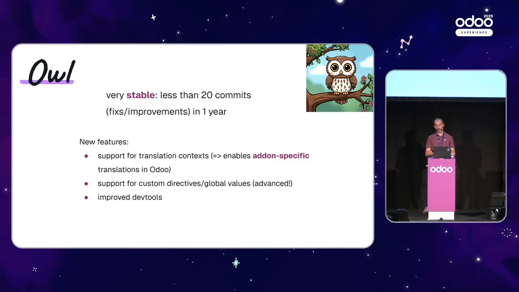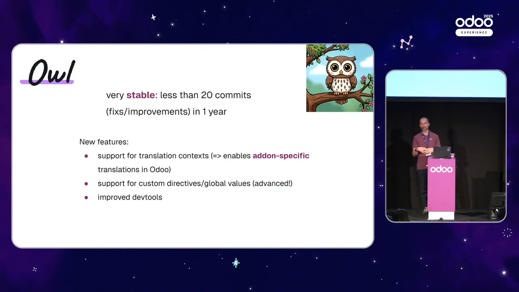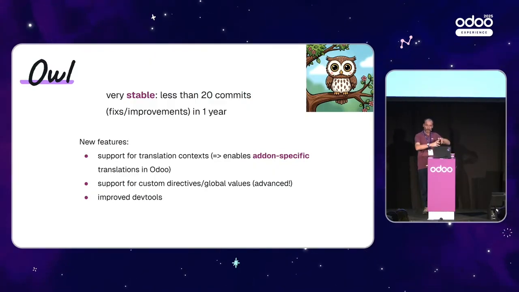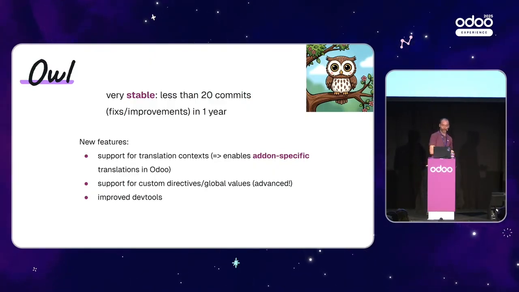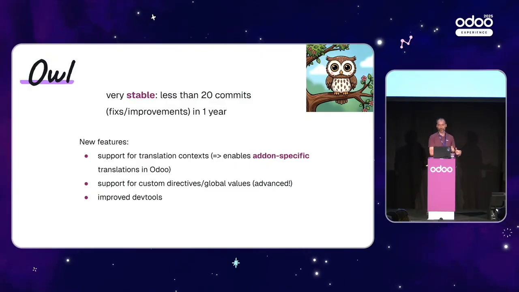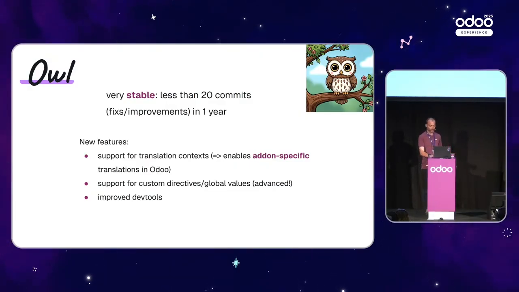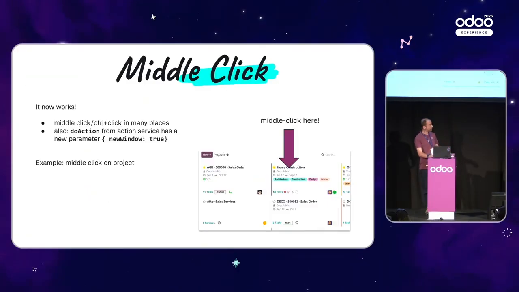We had support for custom directives and global values for templating. So this is like more powerful building blocks for framework-level code. So I don't think you should use that yourself, but it's still good to know that it's there. Now, that one is a small thing.